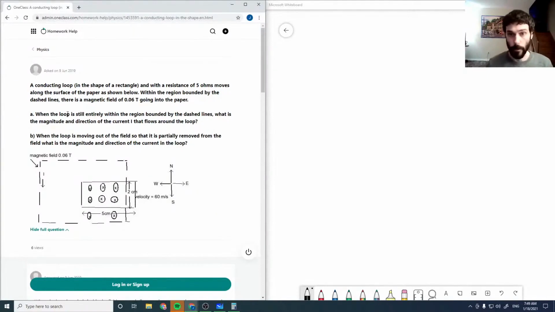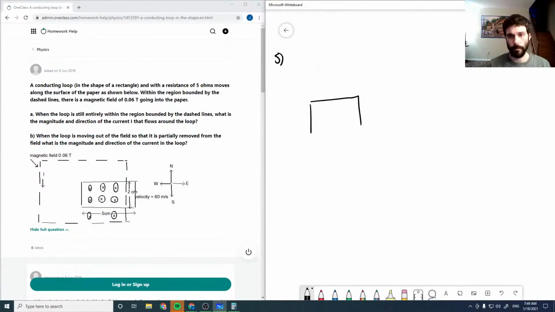So now, this is only the fifth one. We have a conducting loop in the shape of a rectangle, and it moves to the right. And we've got a B field. So we've got our conducting loop moving with some velocity, and a B field going into the page.